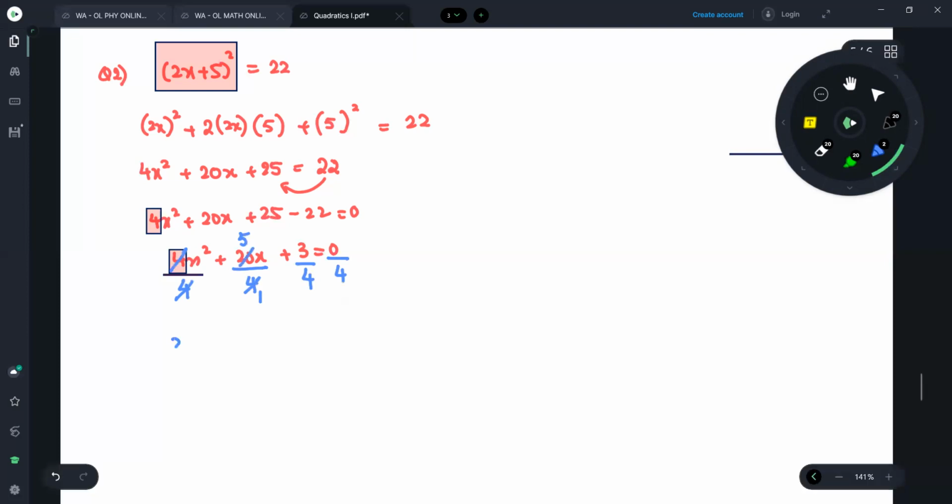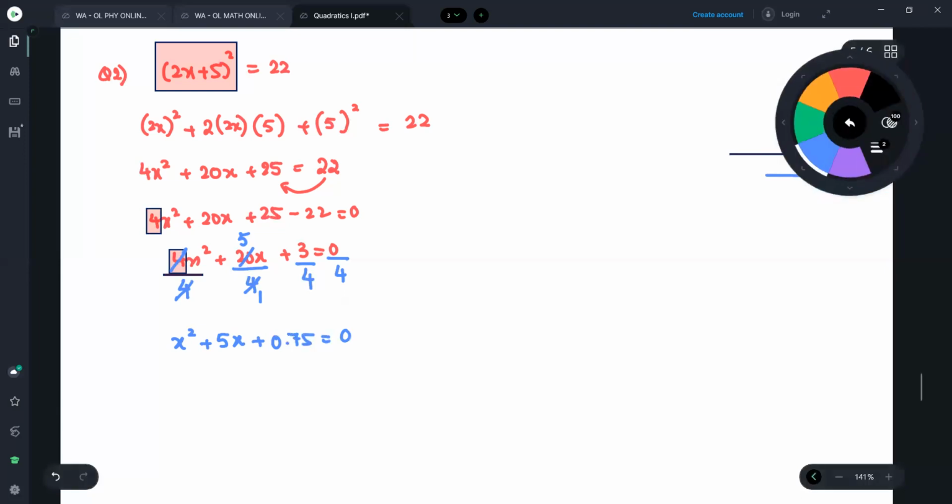Now, the equation that I have is x squared plus 5x. Now, anybody could tell me 3 upon 4 as a decimal is 0.75. 0.75. Very good. And 0 over 4 is going to be 0. Now you have an equation.